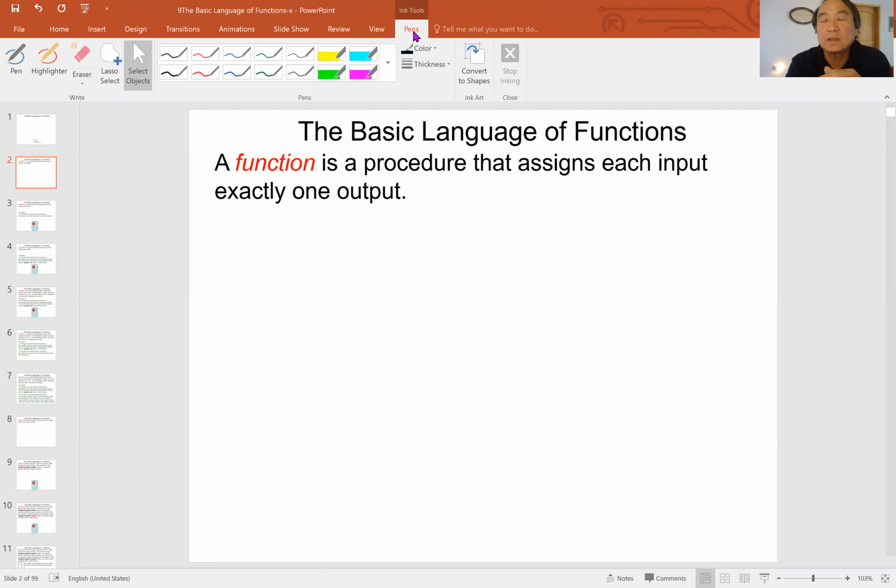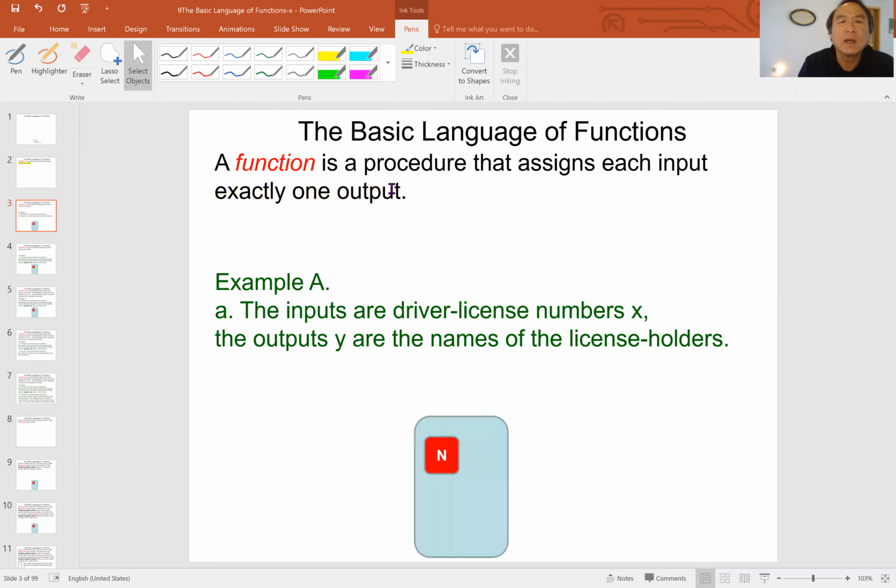A function is a procedure that gives outputs, and what's specific about a function is that it must produce exactly one output for each valid input. Okay, you can think of a function as an app. I mean, we can say, what's a procedure? Well, think of a procedure as an app.